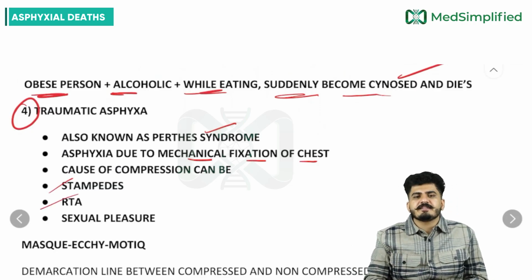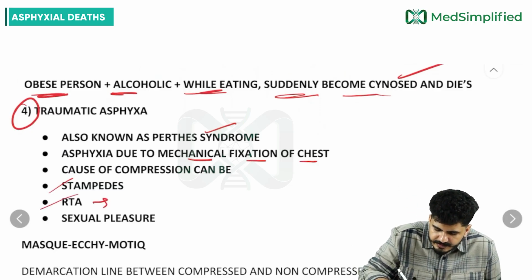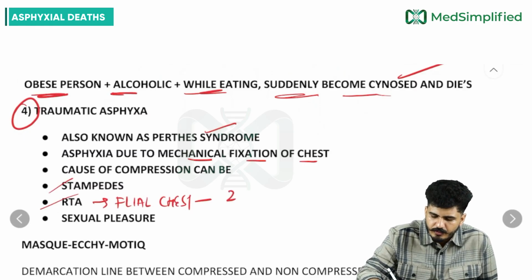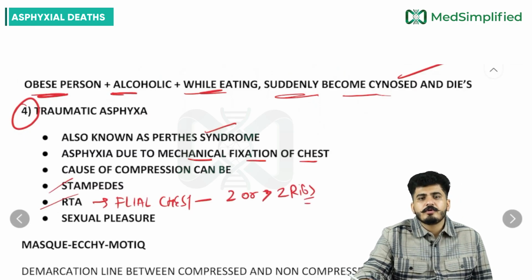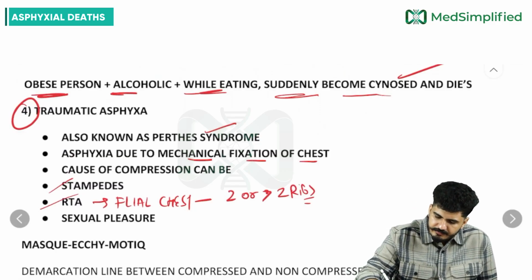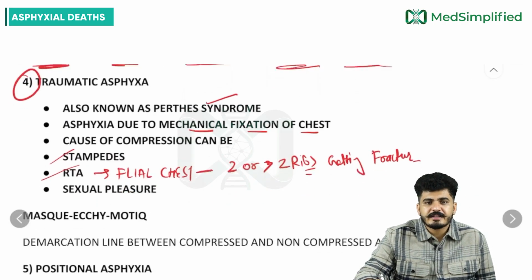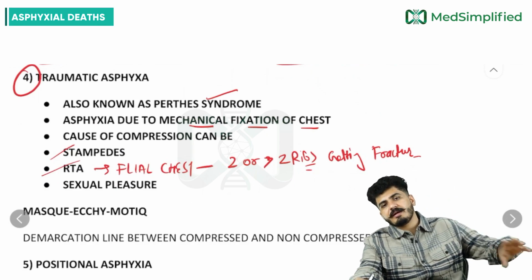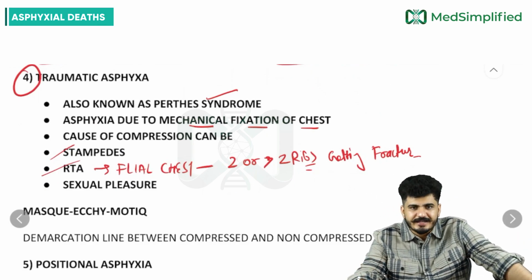Another thing is in road traffic accident. Sir, one condition is there, flail chest. In flail chest, what is happening? Two or more than two ribs are getting fractured, my dear friends. In that scenario also, there will be traumatic asphyxia at more than two sites.